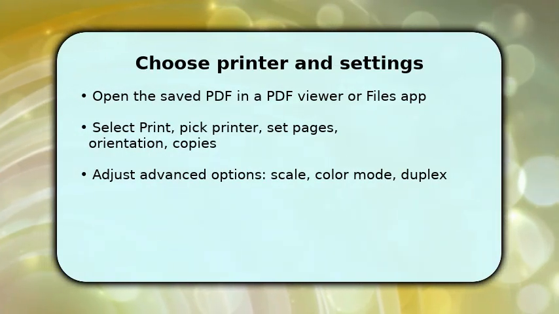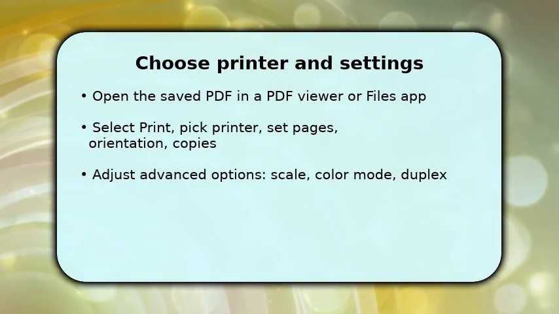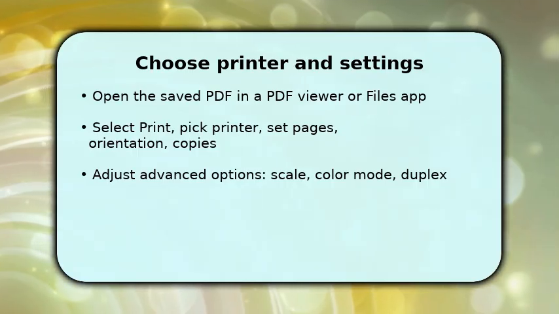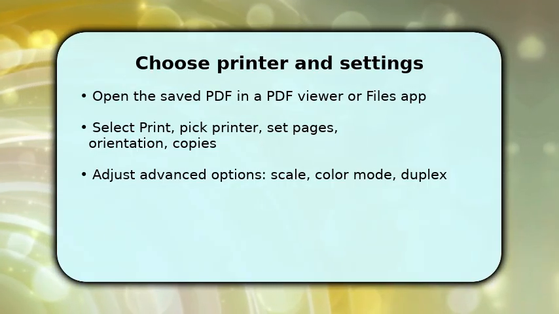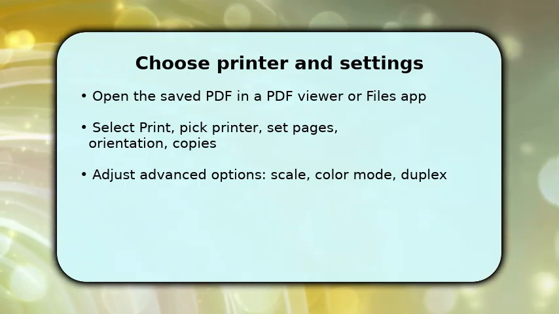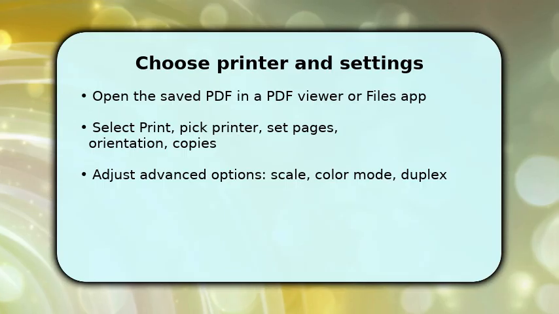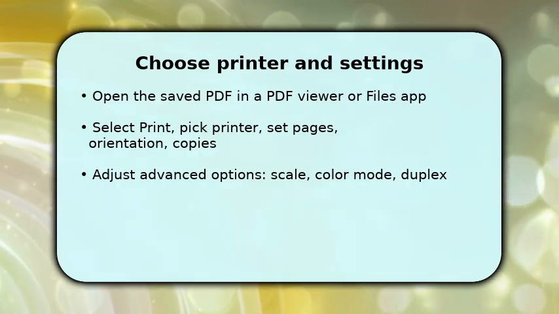Tap the share or menu icon and choose Print, then select your printer, Wi-Fi, AirPrint, or a cloud printer so you don't accidentally queue to the wrong device. Set page range, orientation, and number of copies. For multi-page PDFs, preview every page.